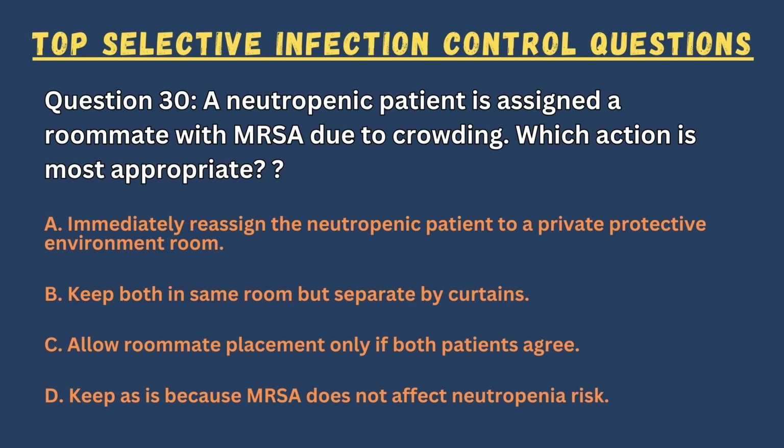Question 30. A neutropenic patient is assigned a roommate with MRSA due to crowding. Which action is most appropriate? A. Immediately reassign the neutropenic patient to a private protective environment room. B. Keep both in same room, but separate by curtains. C. Allow roommate placement only if both patients agree. D. Keep as is because MRSA does not affect neutropenia risk.